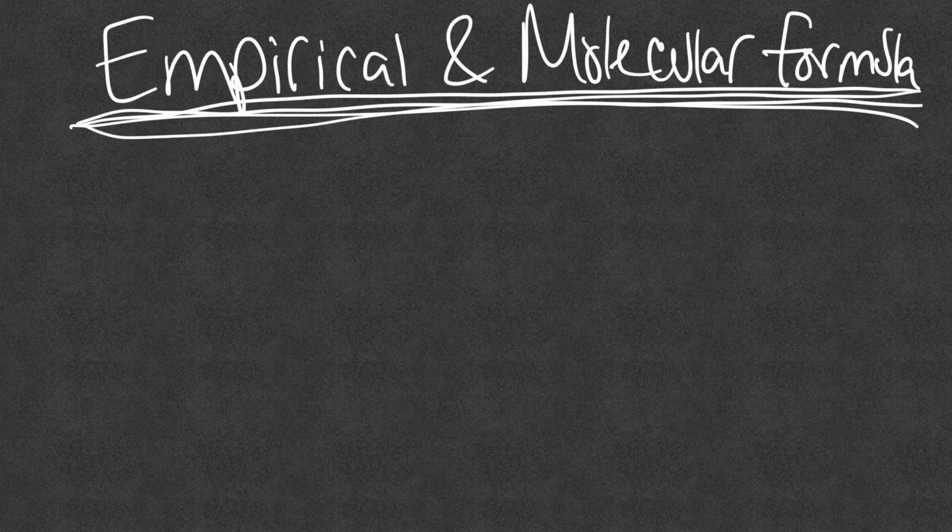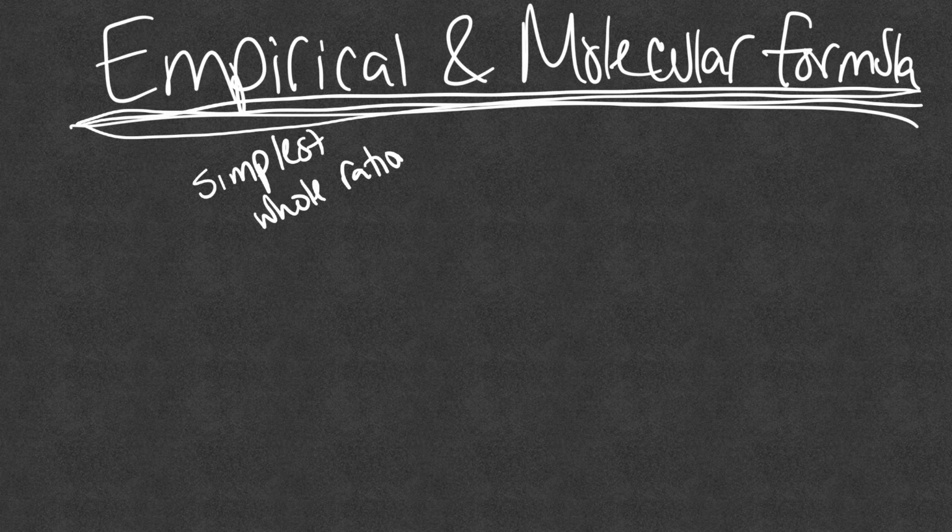Hey guys, so this video is going to basically talk about empirical and molecular formulas. So let's just quickly define them. Empirical formulas represent the simplest whole number ratio of the atoms within a compound. So this is the big thing there: the simplest whole number ratio. While a molecular formula is the true, or I guess the real, ratios of the atoms in a compound.